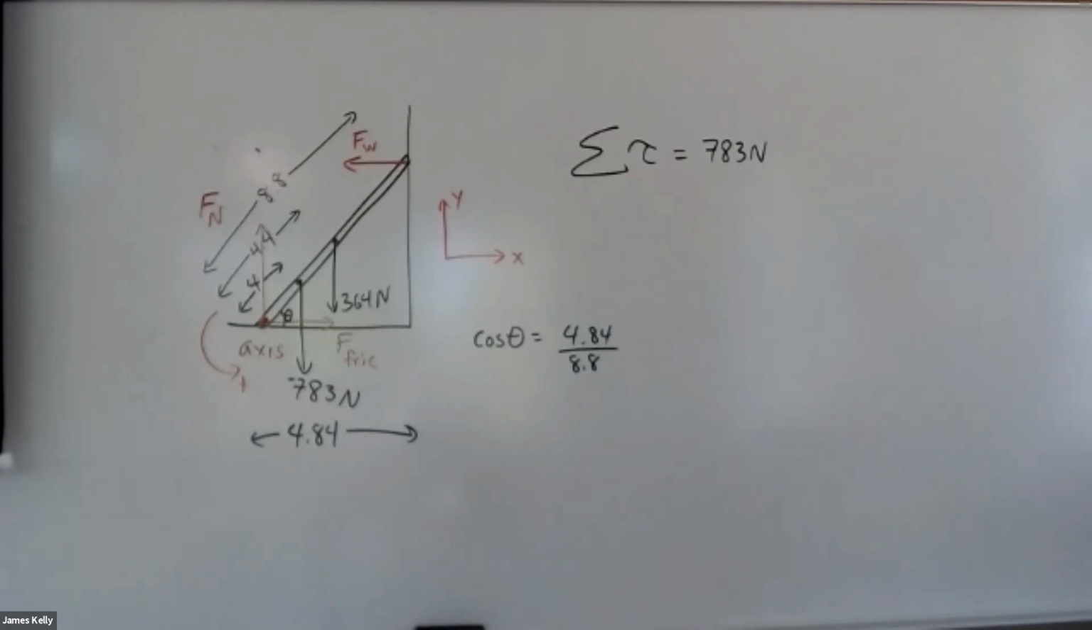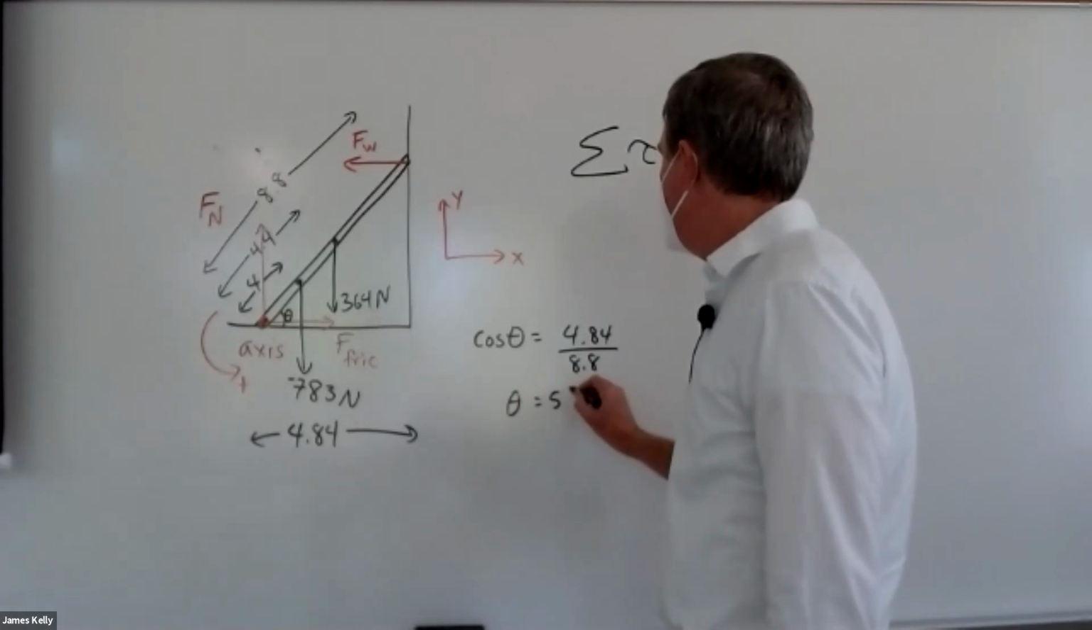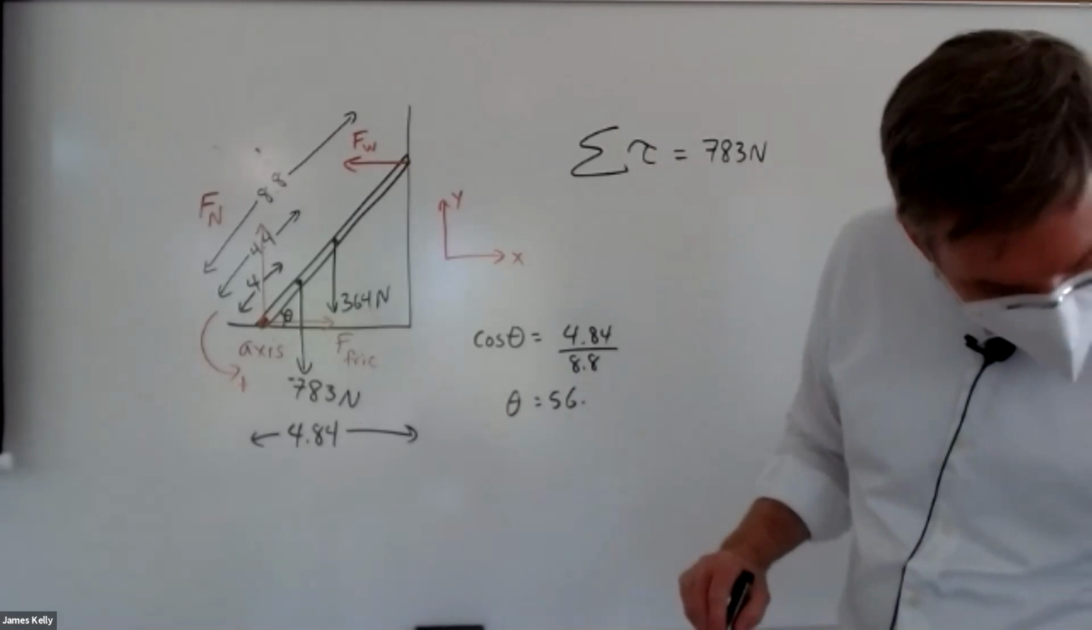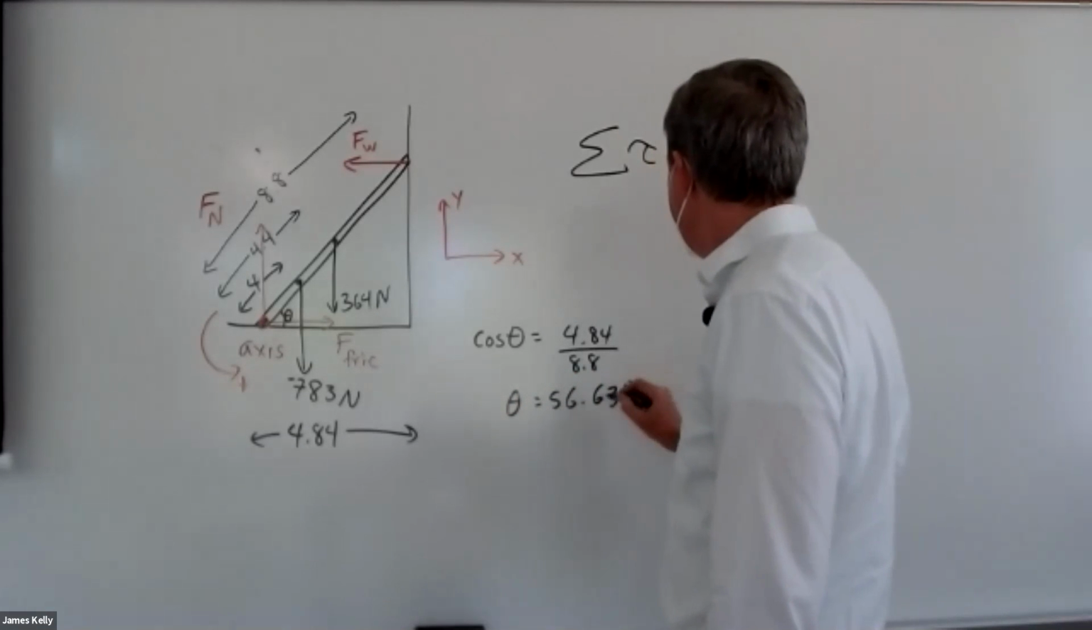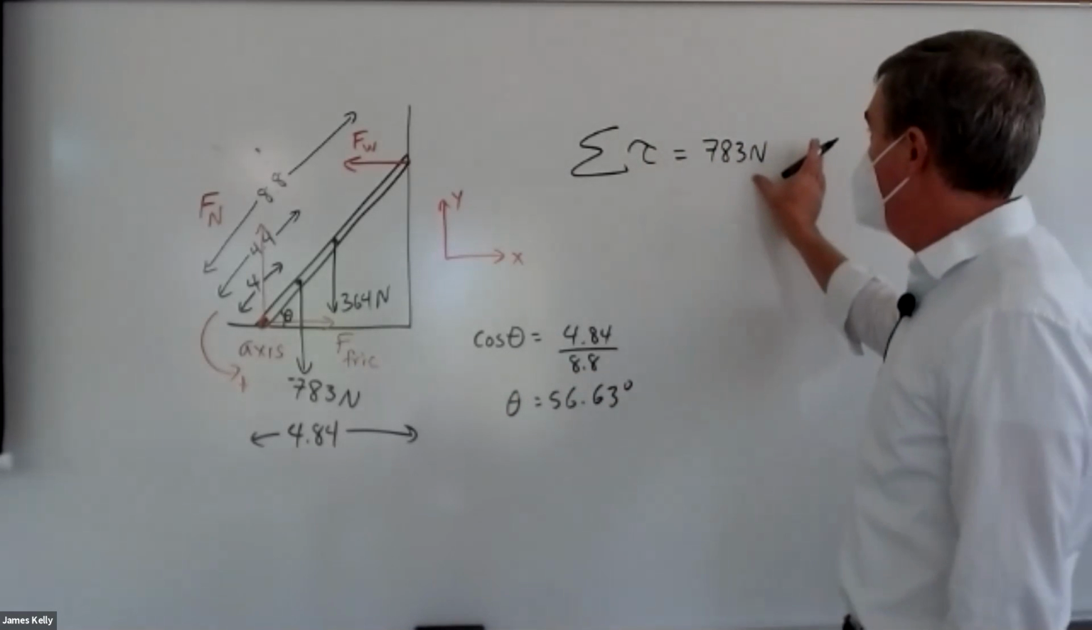So if I take the inverse cosine of 4.84 divided by 8.8, and since we've been using radians, I better at least check what mode I'm in. I'm still in degree mode. I get 56.63 degrees, just to keep 4 sig figs. Theta equals 56.63 degrees about. You guys on board with that? Tell me if there's something you're not understanding.